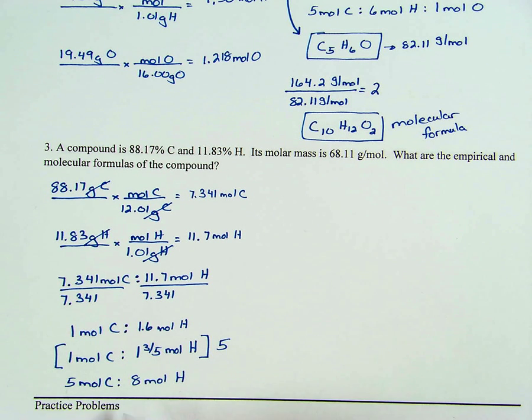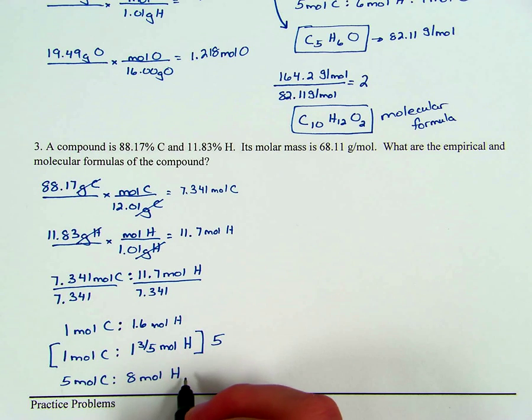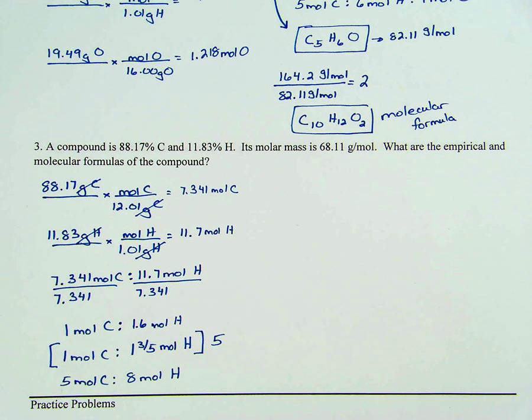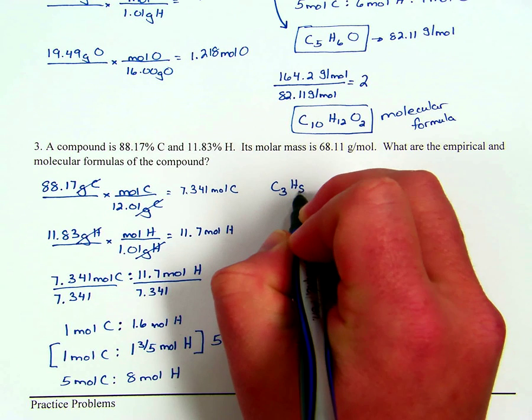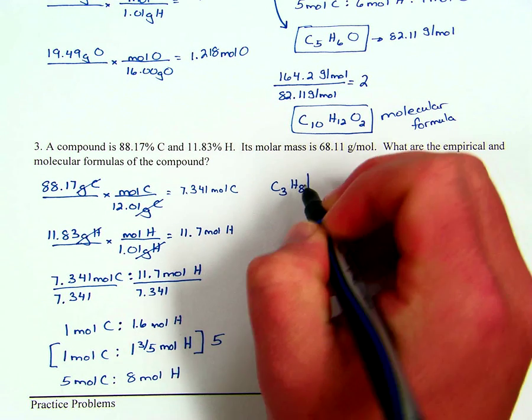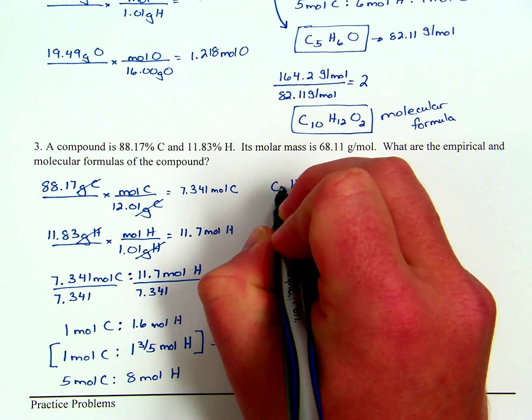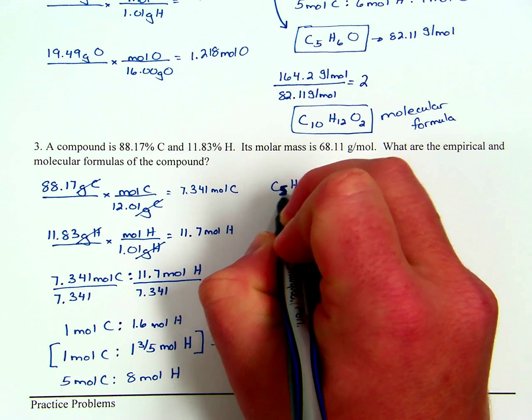So this gives us C3H8 for our, not C3, C5. I'm sorry, C5H8 for our empirical formula. Okay, so that is the empirical formula.